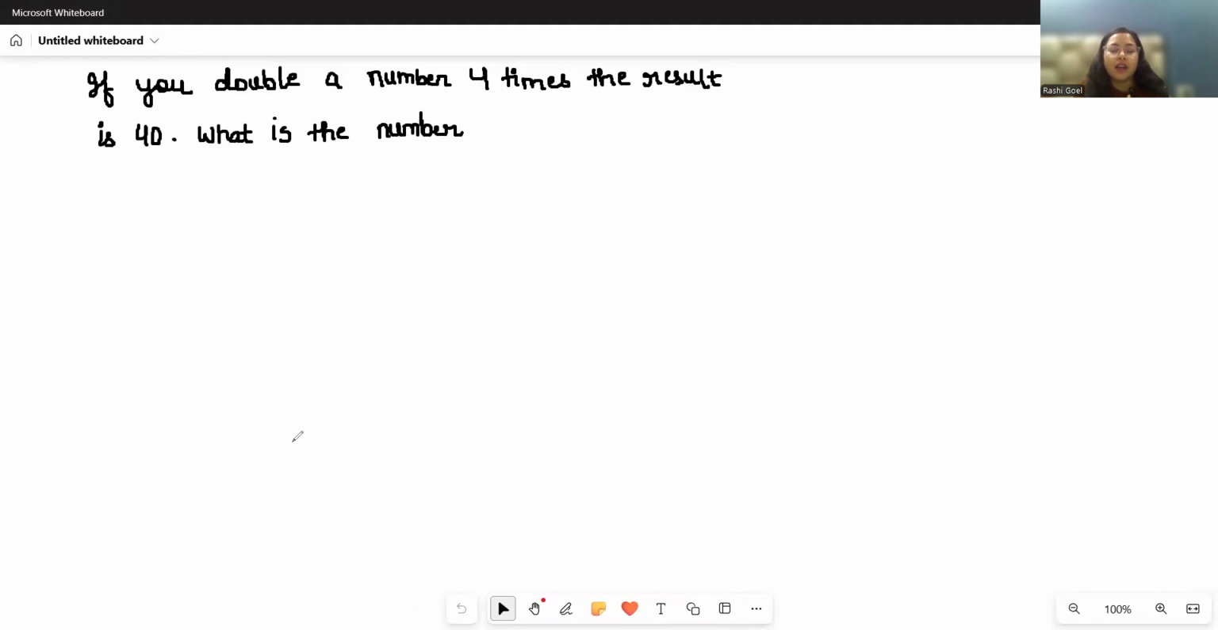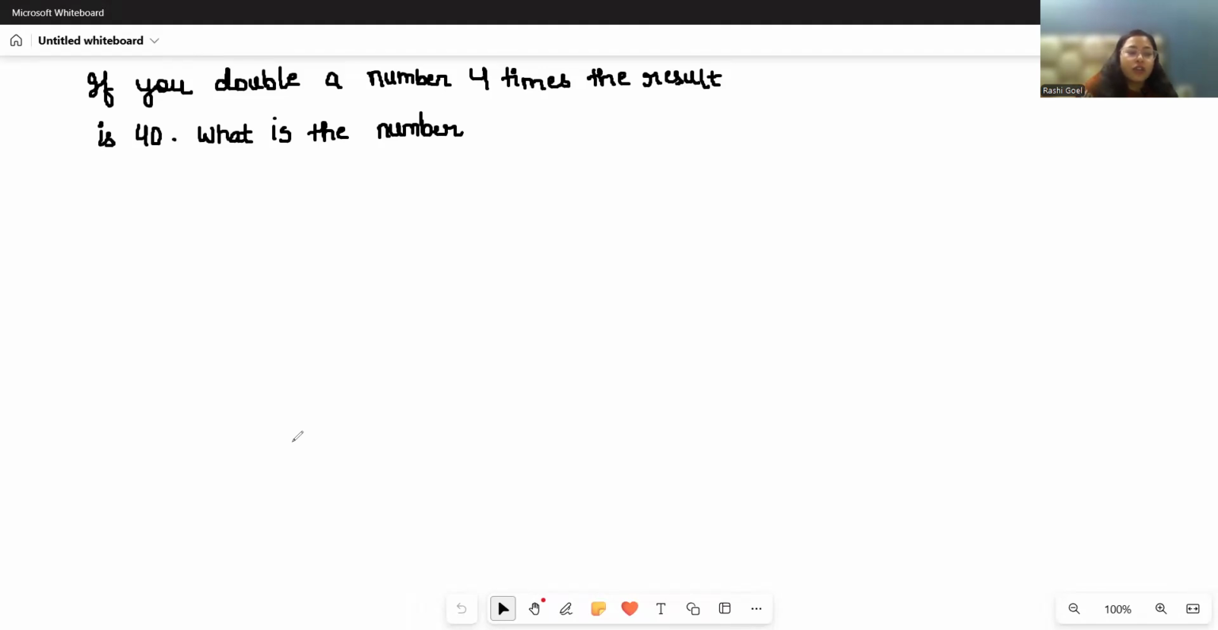So if I double a number again and again 4 times and finally I get 40. So what was the original number? Most people answered it wrong at first glance. So let's solve it step by step. Don't skip because the trick is very simple.